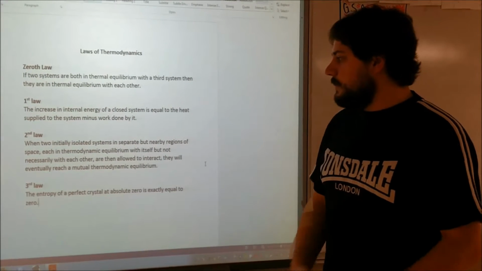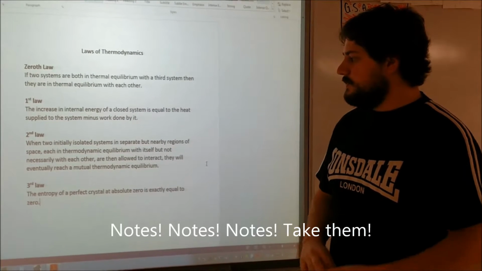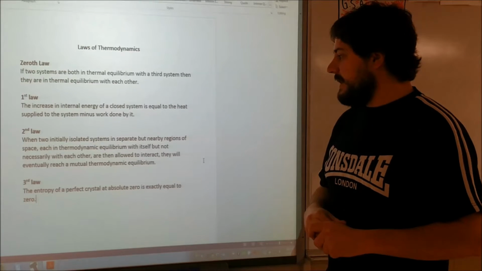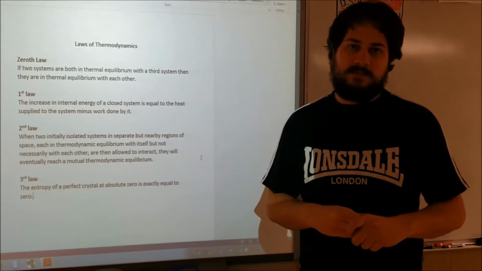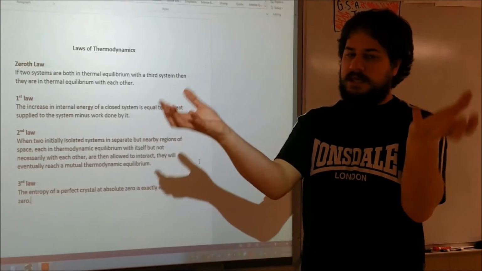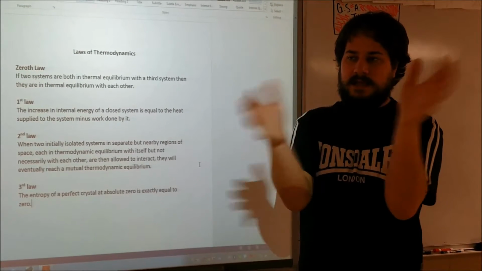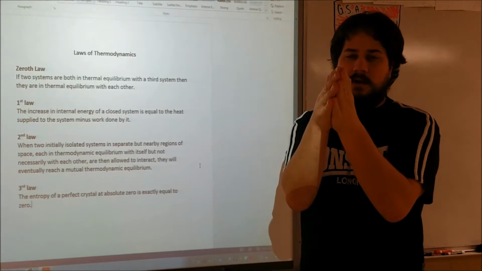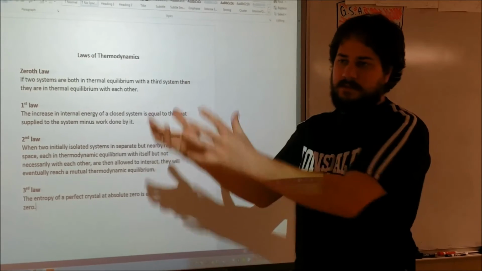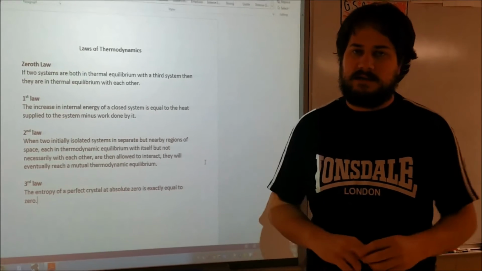Law 2, when two initially isolated systems in separate but nearby regions of space, each in thermodynamic equilibrium with itself, but not necessarily with each other, are then allowed to interact, they will eventually reach mutual thermodynamic equilibrium. So what this is essentially saying is if you have hot thing here, A, and cold thing here, B, and you put them together, eventually they are going to equal a different, like a medium temperature between the two over time. And that's going to be your third combined thing, or C. So again, hot thing A, cold thing B, put them together, you get a new final temperature of whatever that combined temperature is going to be.